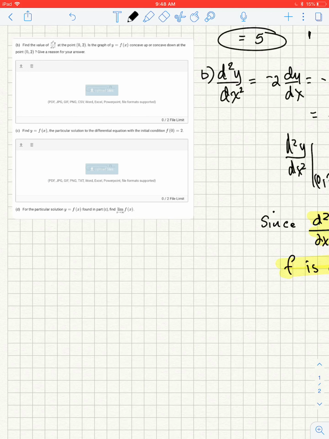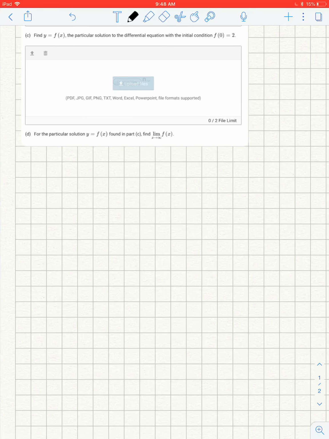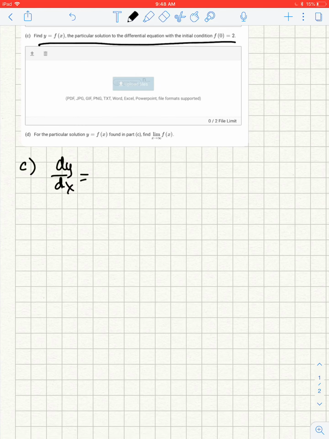On the next one, we have the particular solution. So this one is probably going to take us the longest, right? So I'm doing this, part C. And this is where you have your differential dy/dx equals 10 minus 2y, and you're using that initial point of (0, 2). So separate, integrate.